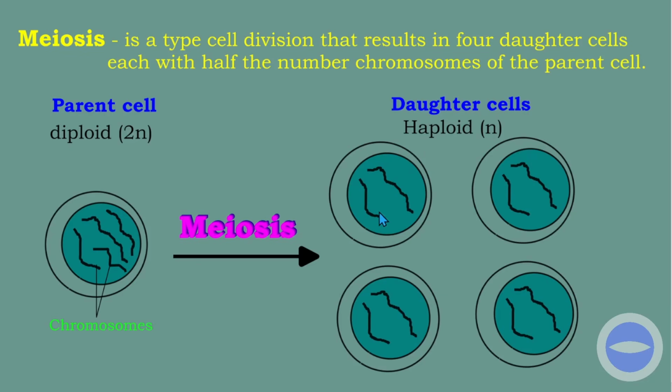So this is the function of meiosis. Meiosis halves the number of chromosomes from the parent. So it moves from diploid to haploid.